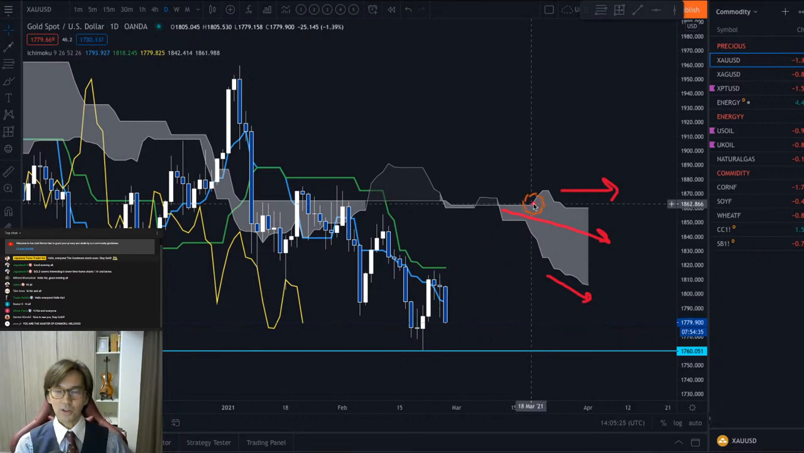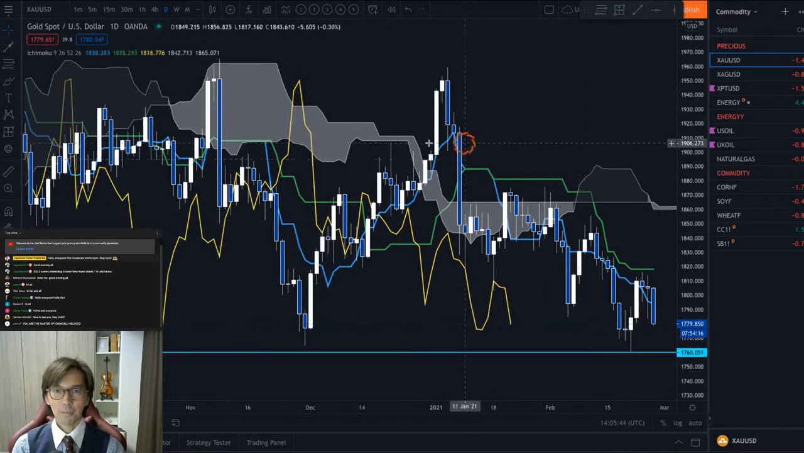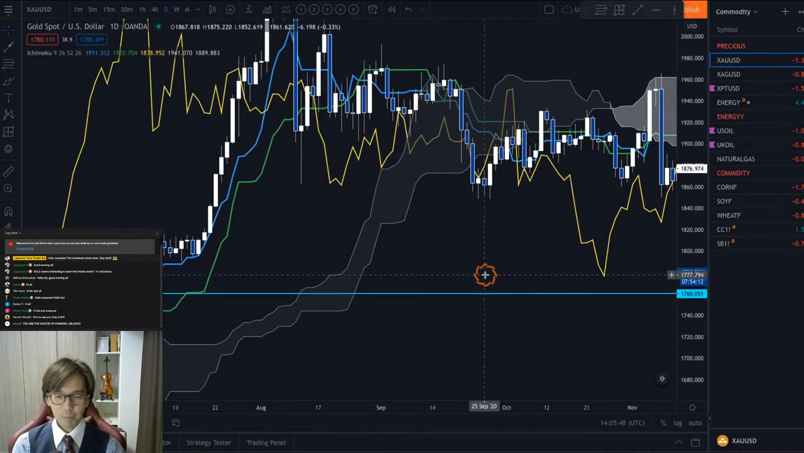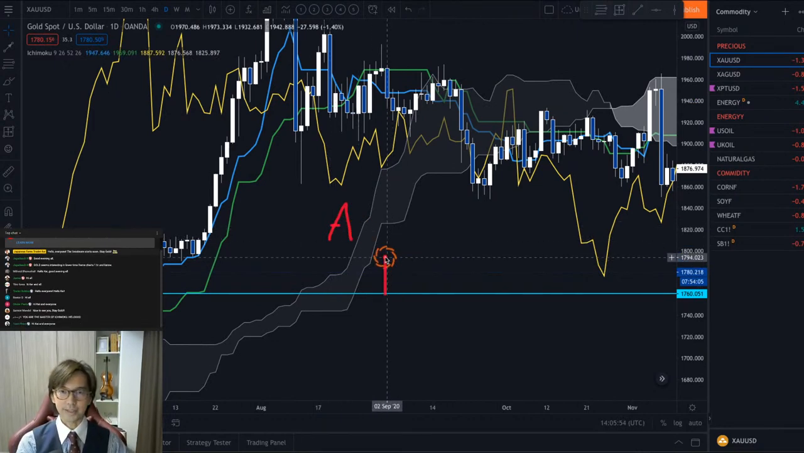And so Kumo is composed of two lines. One is the Senkou Span A, which is the upper part of the Kumo when it's down Kumo, and the Senkou Span B is the lower part of the Kumo, and when it's up Kumo, it's opposite. When it's up Kumo, like here, the upper part becomes Senkou Span A and the lower part becomes Senkou Span B.